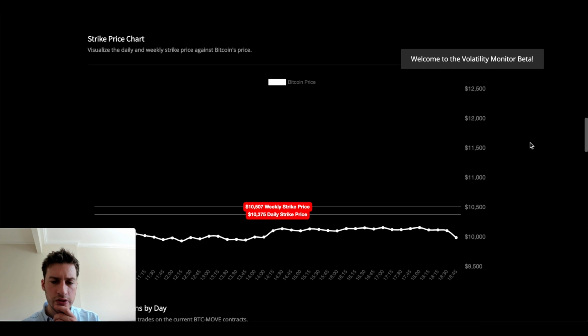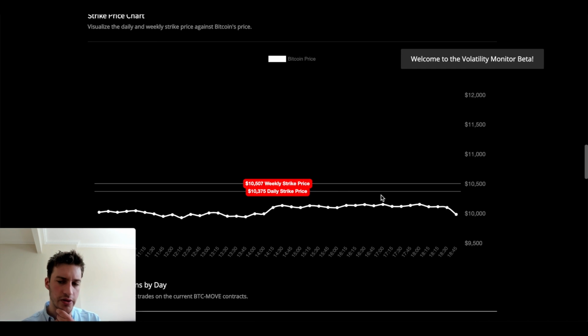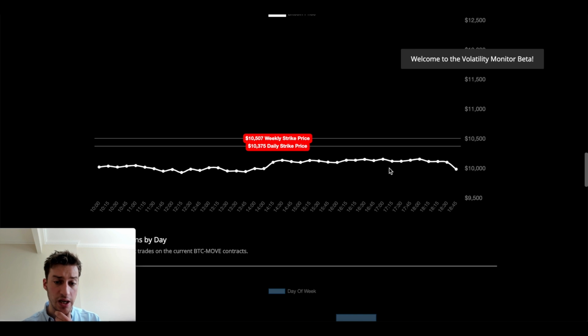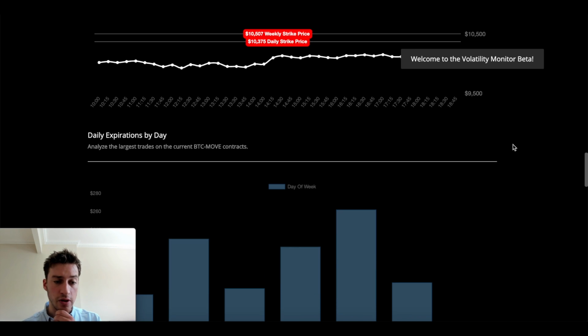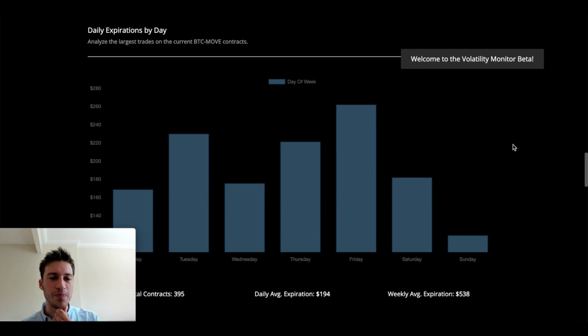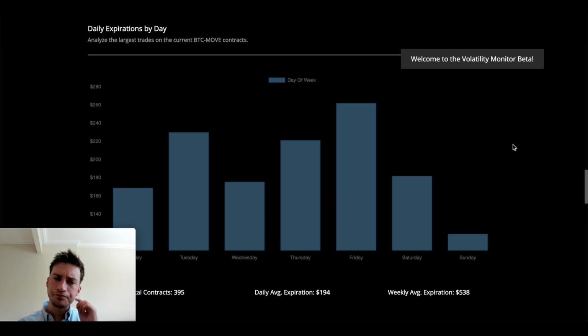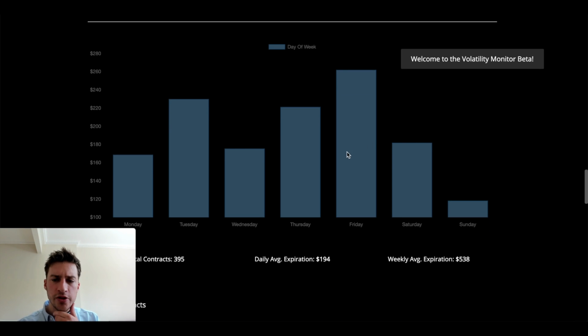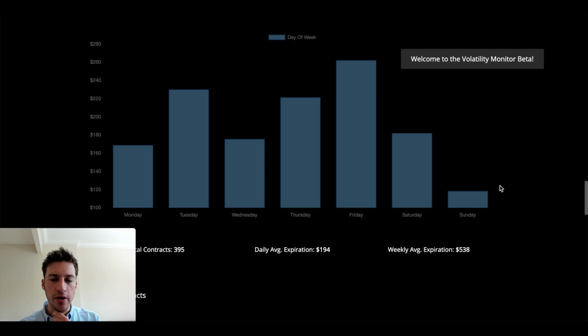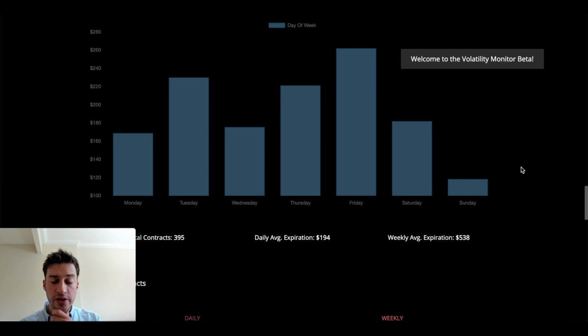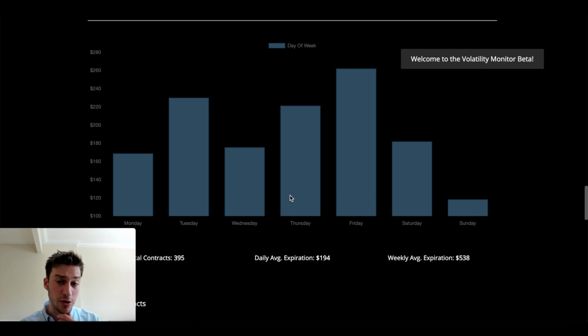Strike price charts. This is showing where the daily strike prices are, and this is where Bitcoin is. You can see it's kind of getting farther away from the strike prices. This one's interesting too. This is showing daily expirations. So we can see that this is the average amount of expiration on each day. So Sunday, really, typically these daily MOVE contracts expire really cheap.